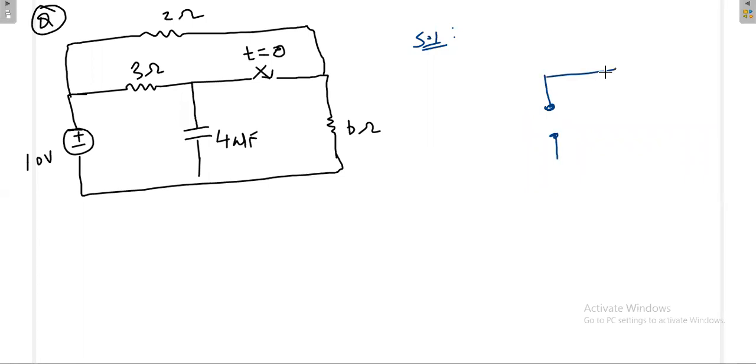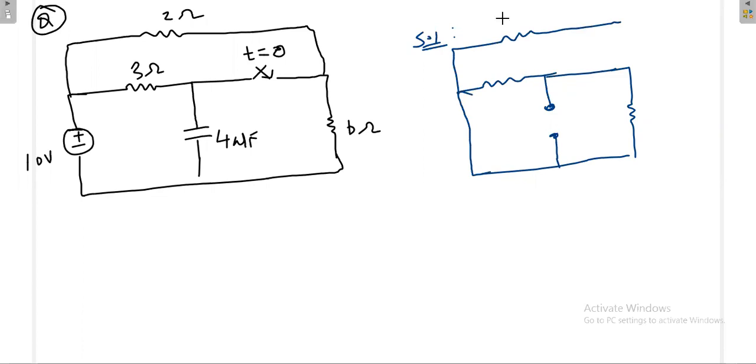Then after t is equal to 0, this is like short, and again one resistance is there here, and this is like short circuit. The voltage source is short circuited, then I can make short, and this resistance is there here. This is 2 ohm, this is 3 ohm, this is 6 ohm. Then you have to measure the R equivalent looking from this terminal.